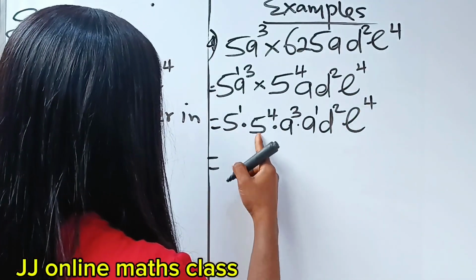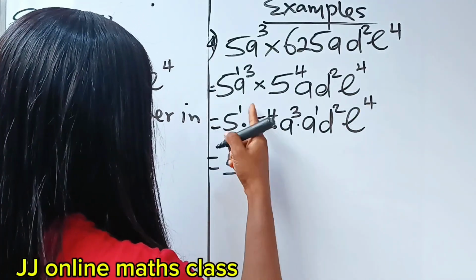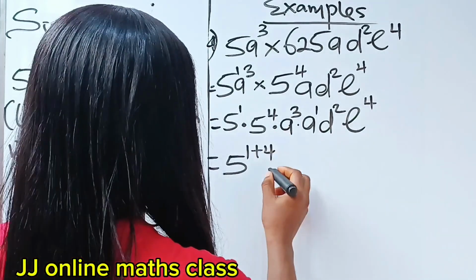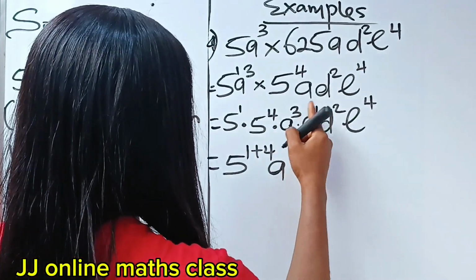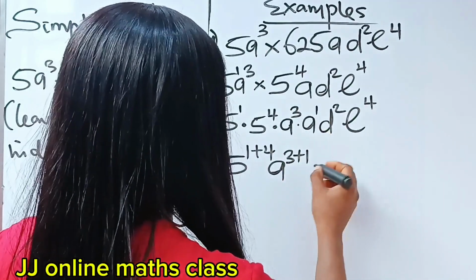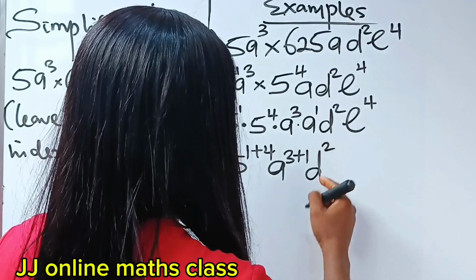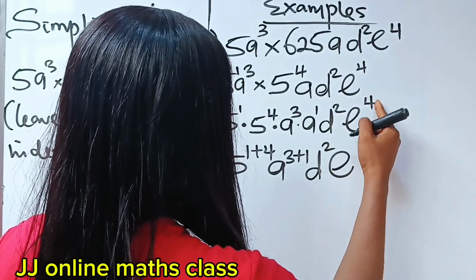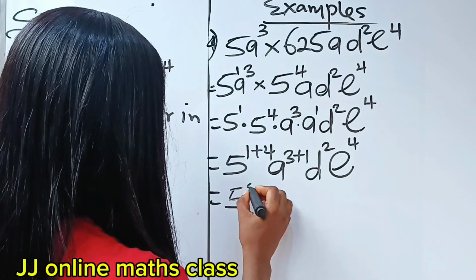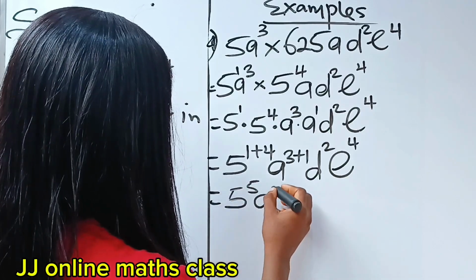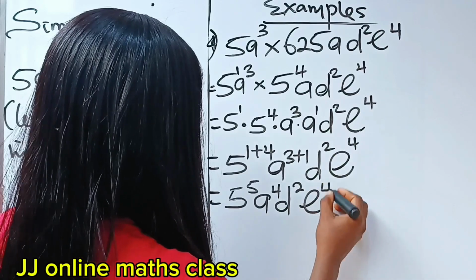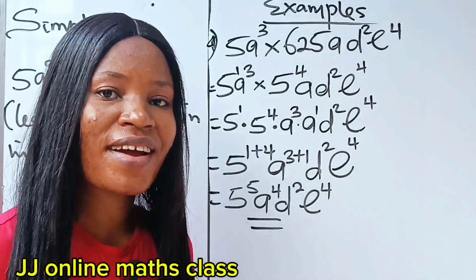So this is equal to, we are going to pick one base, which is 5. We are going to add the powers, which is 1 plus 4. Then we have a again. We are going to pick one base and we are going to add the powers, which is 3 plus 1. Then d doesn't have a like term, so it's still d squared. And e doesn't have a like term, so it's still e to the power of 4. So this simply means 5 to the power of 5, a to the power of 4, d to the power of 2, and e to the power of 4. And this becomes our final solution.